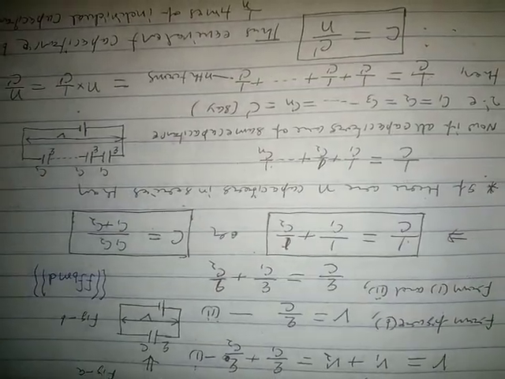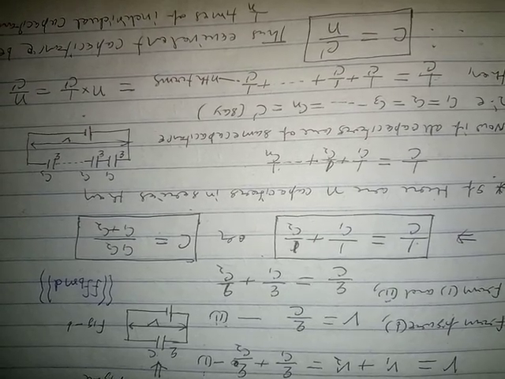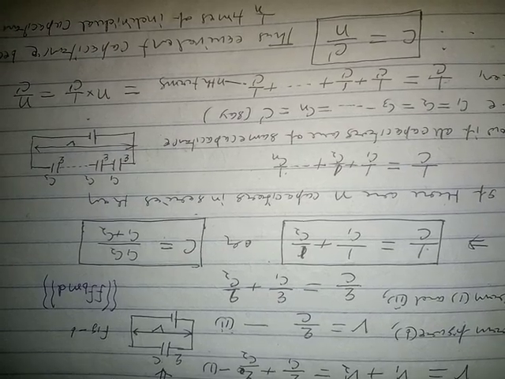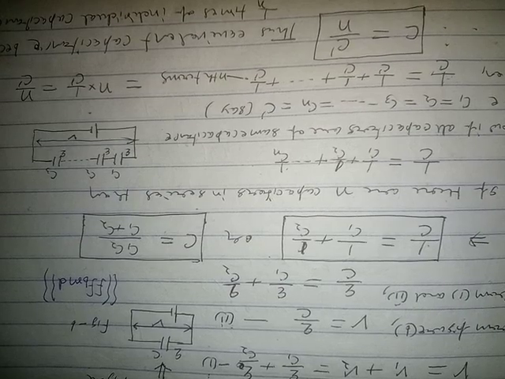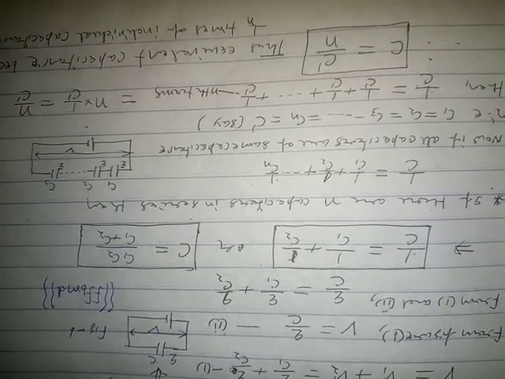This implies 1 by C equals 1 by C1 plus 1 by C2, or C equals C1 into C2 by C1 plus C2. This is the formula for equivalent capacitance of capacitors in series.